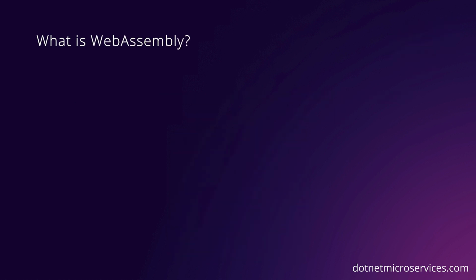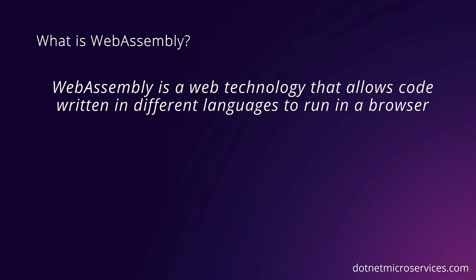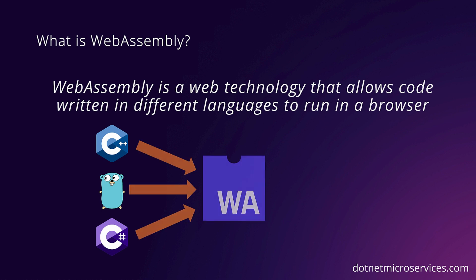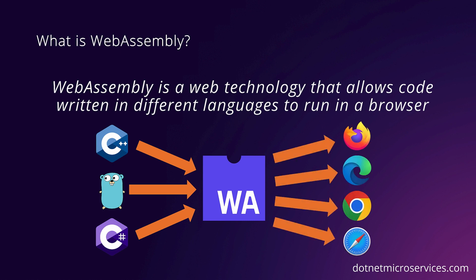In simple terms, WebAssembly is a web technology that allows code written in different languages to run in a browser. That means that you can code your application in languages like C++, Go, C#, and many others, compile it into WebAssembly format, and then that same application can run in all modern browsers without any additional plugins. So, thanks to WebAssembly, your C# code can access the full functionality of the browser.